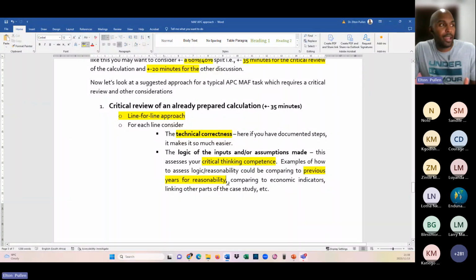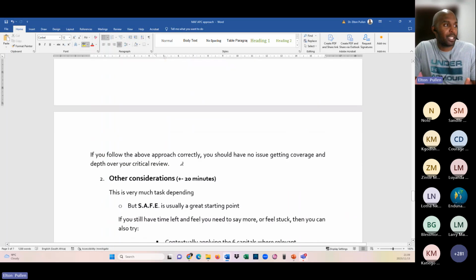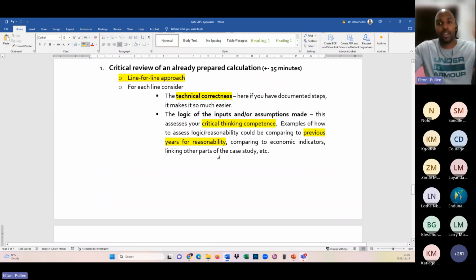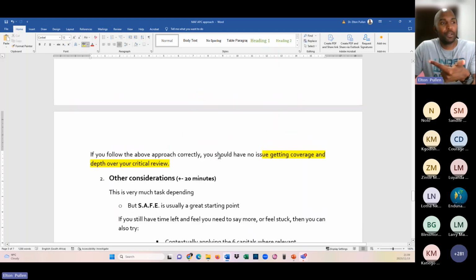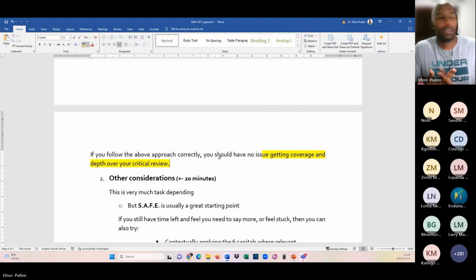Okay, so what I'm saying is, if you follow the above approach, you shouldn't have an issue of getting coverage and depth. In other words, if they ask you to critically review the calc, and for every line you're considering the technical correctness and the logic of any assumptions that may be illogical, you should never get the comment that there's not enough depth or coverage, because you're doing it line for line. Okay, but bear in mind, this is just one aspect of the task.